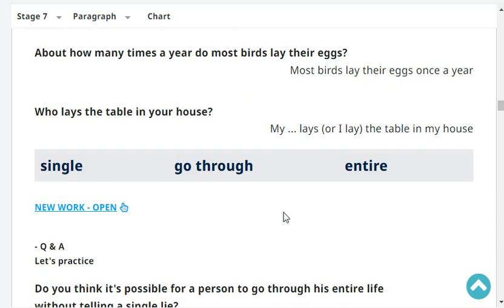Who lays the table in your house? My mother lays the table in my house.